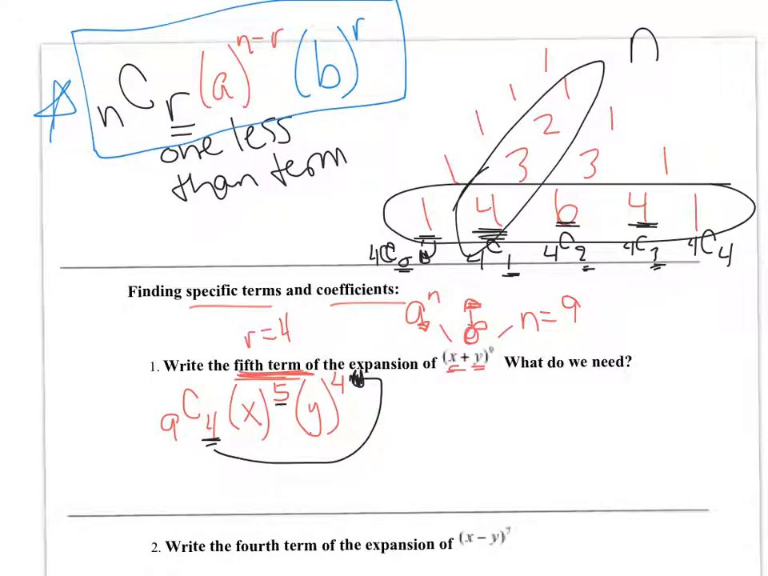All right, we are ready to simplify. So, evaluate this then. In your calculator, you need to actually plug in what is 9C4. So, you do 9, then go to math, probability, NCR. You get 126. This is still x to the 5th, and this is still y to the 4th. Okay, so then we've got that one.